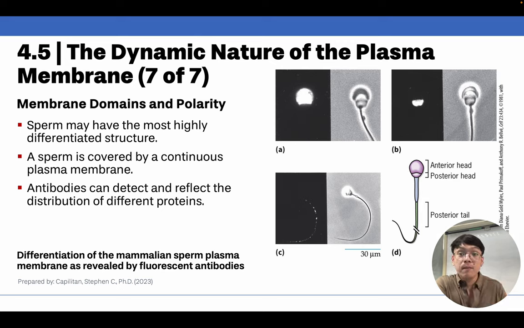In letters A to C, there are three pairs of micrographs, each showing the distribution of a particular protein at the cell surface, revealed by a bound fluorescent antibody. These three proteins are localized in three different parts of this continuous cell membrane. Each pair shows the fluorescence pattern of the bound antibody and the phase contrast micrograph of the same cell. Letter D is a diagram summarizing the distribution of the proteins. We have the anterior head, posterior head, and the posterior tail.